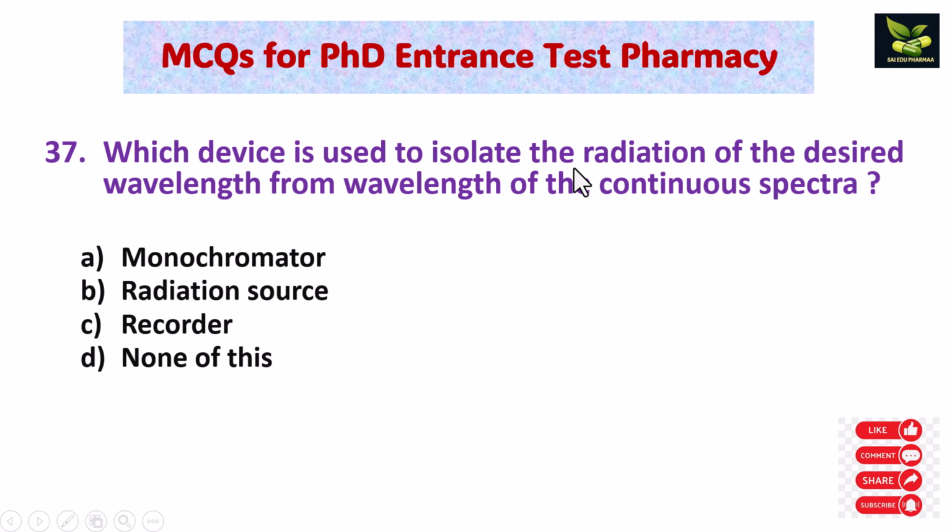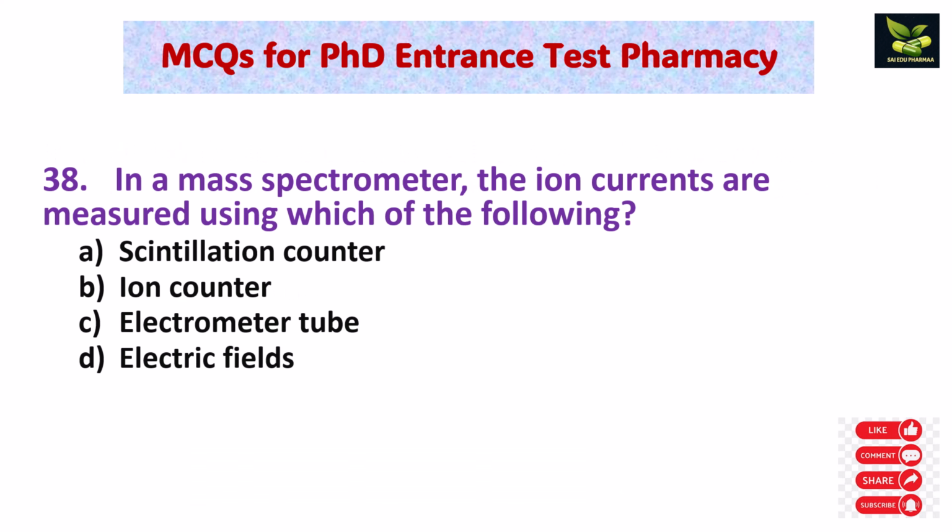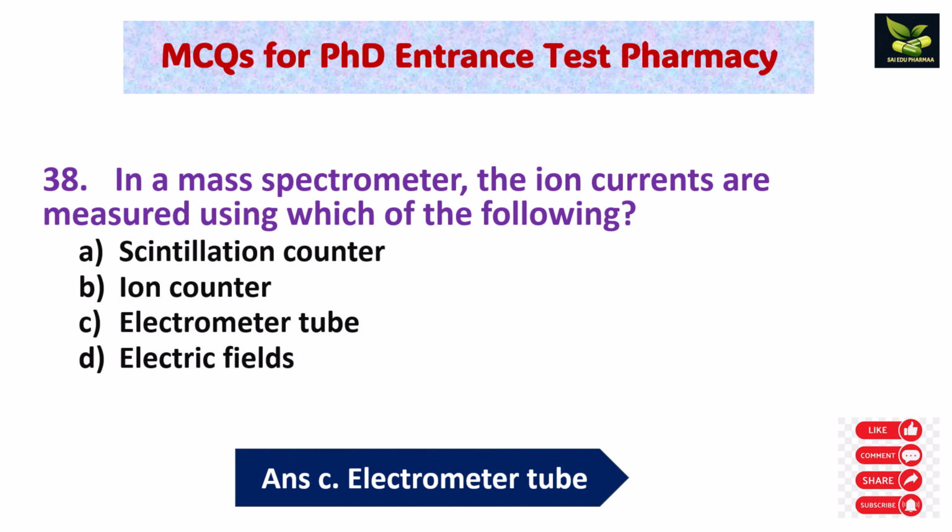Which device is used to isolate the radiation of the desired wavelength from wavelength of the continuous spectra? Monochromator, radiation source, recorder or none of the above? Here the answer is A, that is monochromator. In a mass spectrometer, the ion currents are measured using which of the following? Scintillation counter, ion counter, electrometer tube or electric fields? Here the answer is electrometer tube.